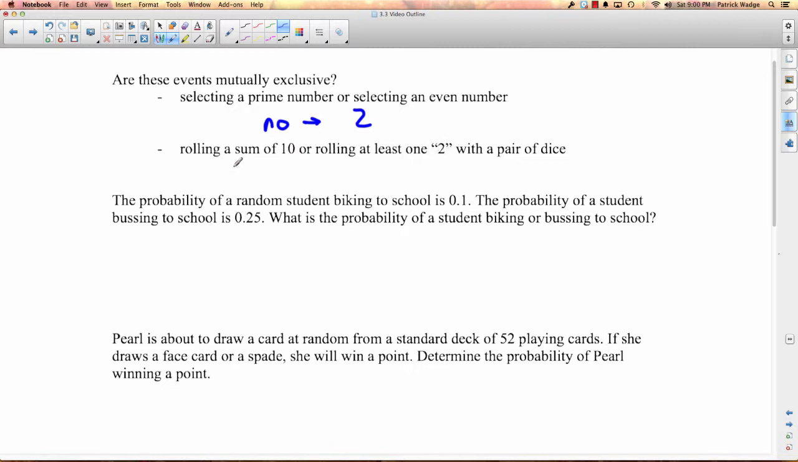Rolling the sum of 10 or rolling at least one 2 with a pair of dice. Okay, if you've got a pair of dice and you're going to roll a sum of 10, you could do 4 and 6, 5 and 5, or 6 and 4. That's it. If you're going to roll at least a 2 with one of the dice, that's not possible. You can't get a 2, because then in order to get a 10 you'd have to have an 8, and there's no 8 on a standard pair of dice. So yes, these are mutually exclusive. You can't have overlap here.